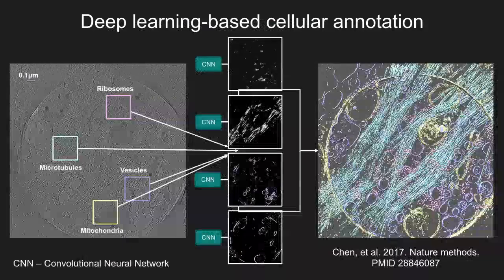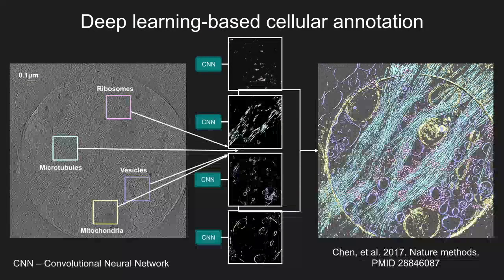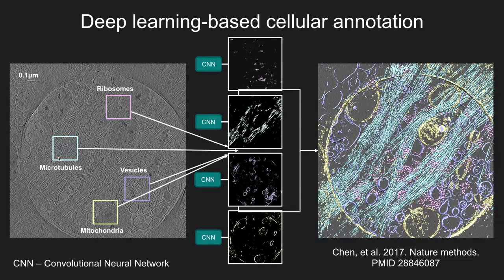By combining a bunch of these networks, one network for each feature that you're interested in annotating, so you train one network for ribosomes, one for microtubules, one for vesicles, one for mitochondria, and so on, you can then build up an annotation of the entire cell.